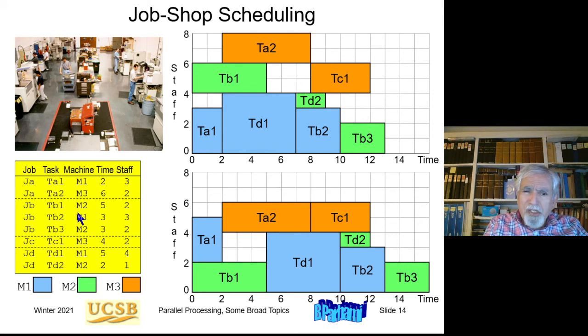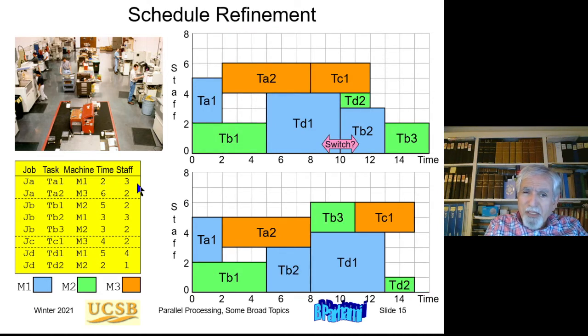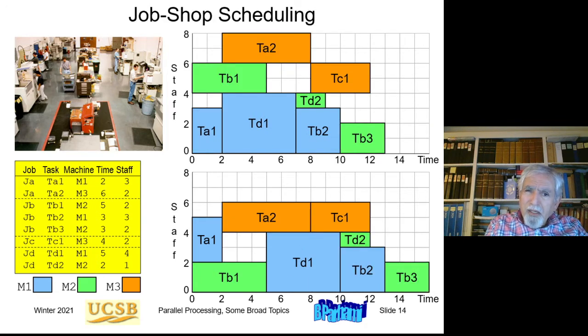Okay, so similarly, each task has, okay, so task A1 can be characterized as a 2x3 rectangle. Okay, so this is task A1. It needs 2 units of time and 3 staff members. So the job shop manager can basically cut tiles in these sizes, a 2x3 tile that is blue because machine M1 is blue, a 6x2 tile that is orange, okay, here's a 6x2, 6 time units, 2 staff members.